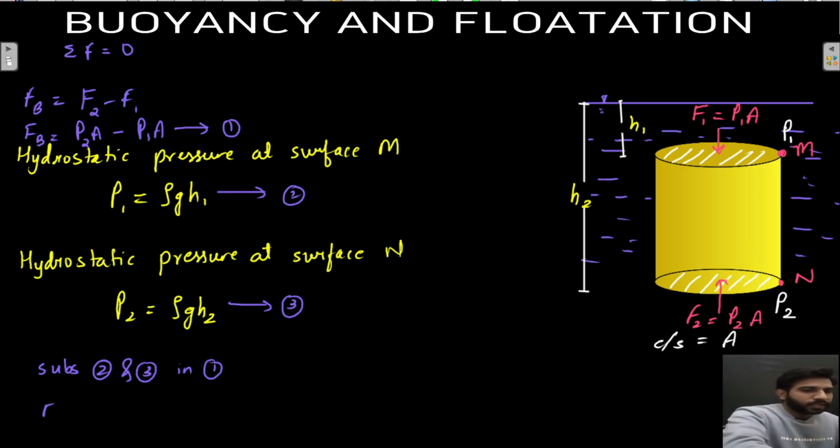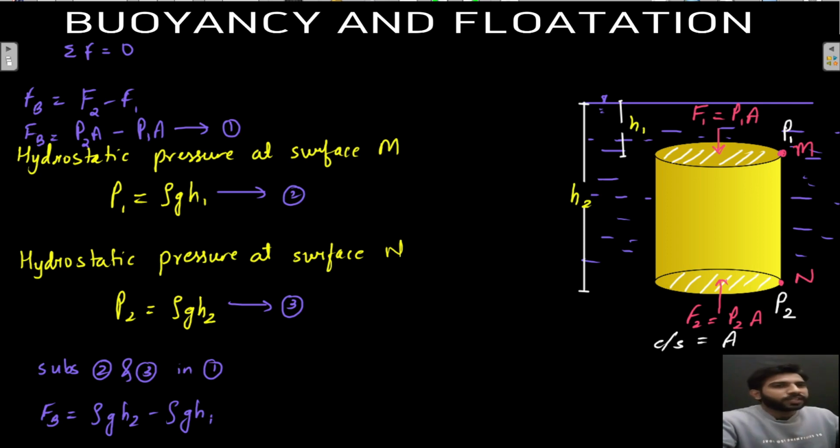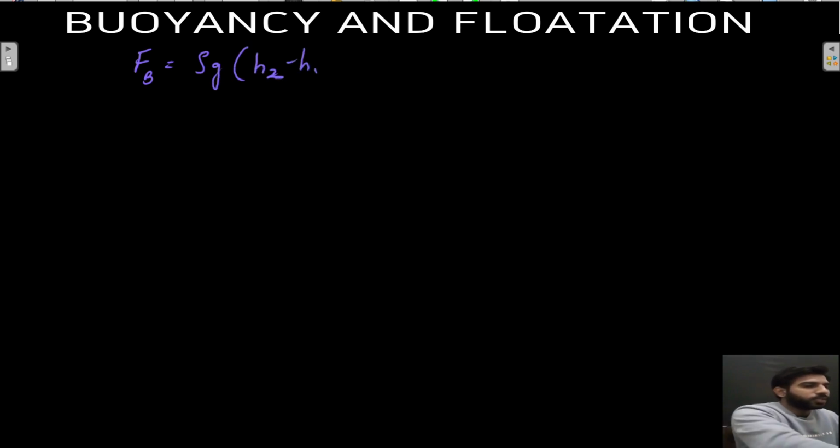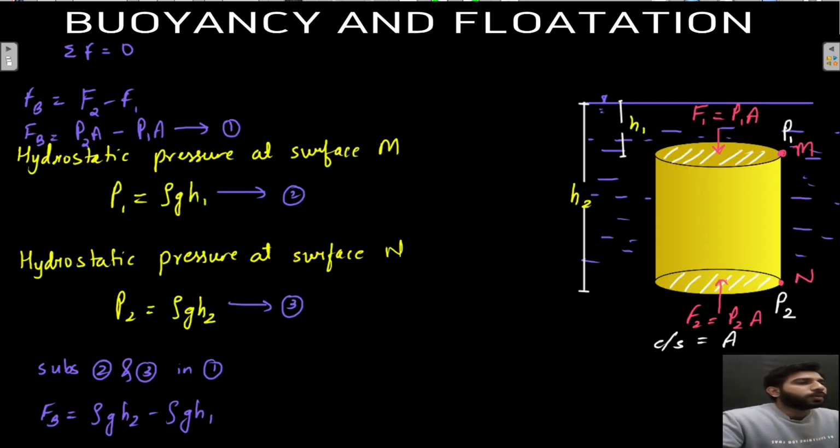Let us take it on the next page. Now we will write one step here. FB is equal to rho g h2 minus rho g h1. Let us take rho g common, so the buoyant force FB is equal to rho g into bracket h2 minus h1. Let us observe what h2 minus h1 is here, and we will have area, which is common, outside.